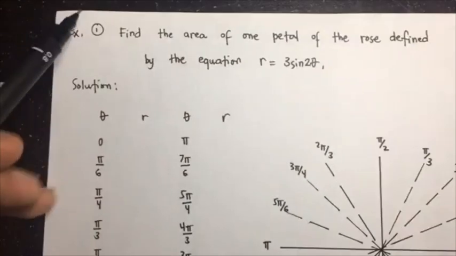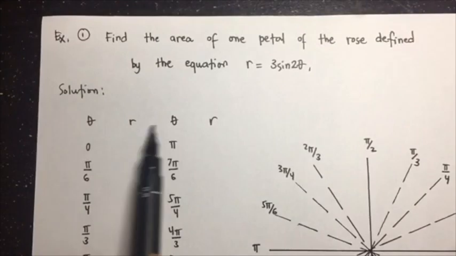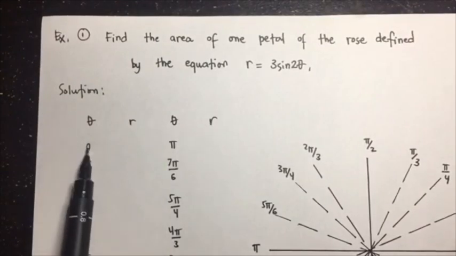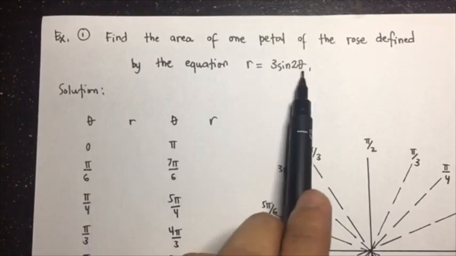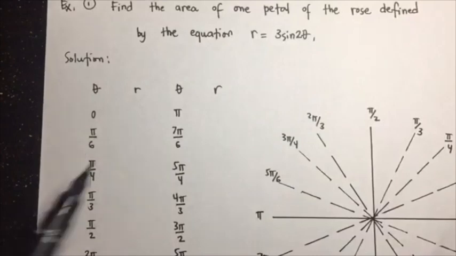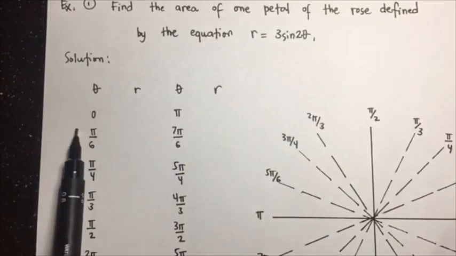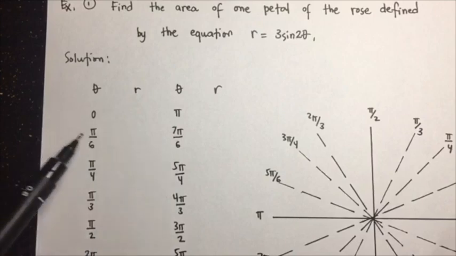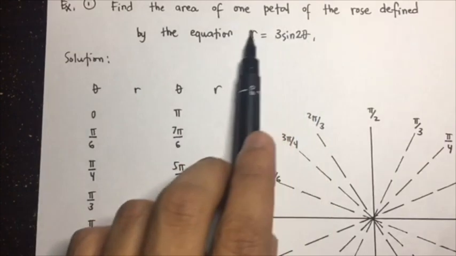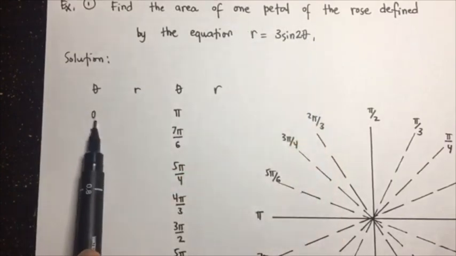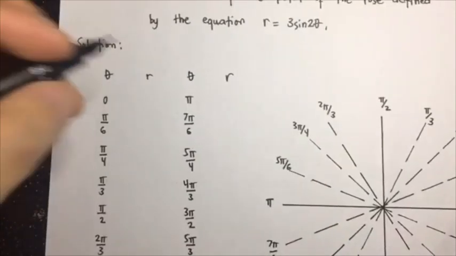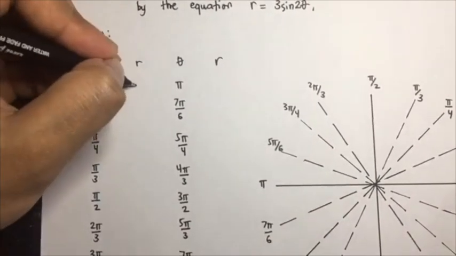What we're going to do is determine r for each of the values of theta. All we need to do is substitute theta in this equation. Remember that we are using theta here in radians, so in your calculators, you must set it to radians mode. At theta equal to 0, substitute it there.